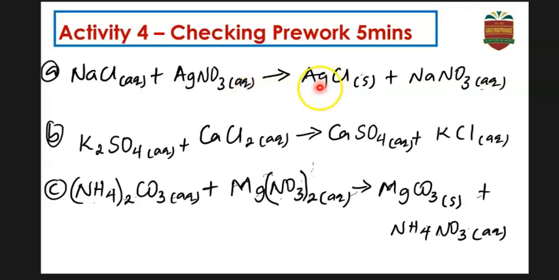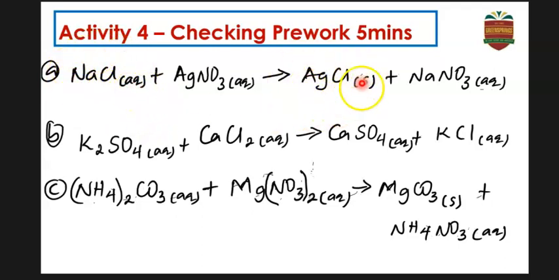So you can see silver chloride is solid because silver chloride, according to the table of solubility, is an insoluble salt. While sodium nitrate is a soluble salt because all nitrates are soluble, so it is aqueous. All salts of sodium are soluble, so it is aqueous.